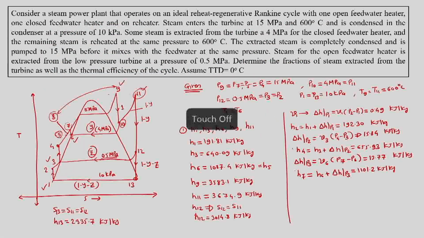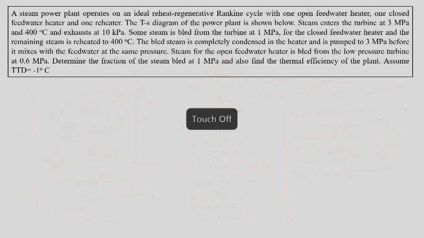Here we used the concept of TTD, where we made use of the steam table to find out H5. It is not necessary that we have to use the steam table; we can as well use the water table to find out the enthalpy at 5. We will move to the next example.